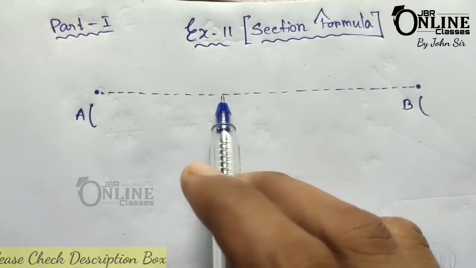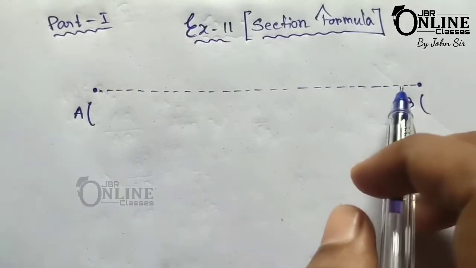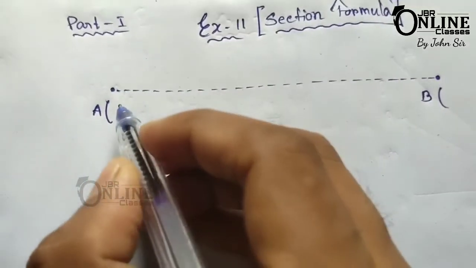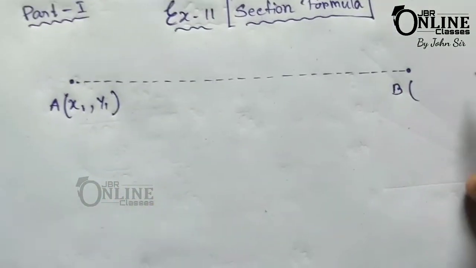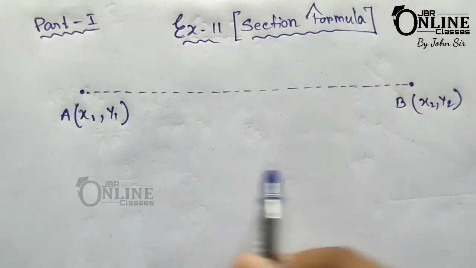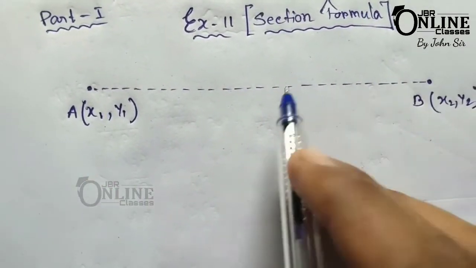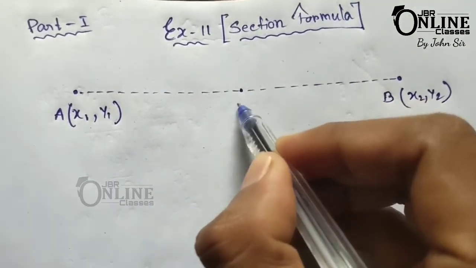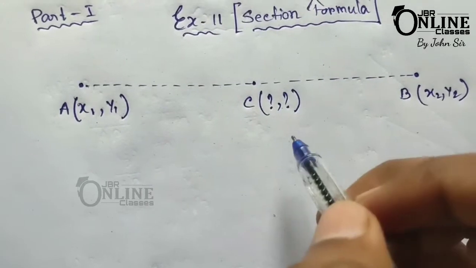So the first one: you have to know how to find the midpoint of a line segment joining two points. Suppose the two points are A and B, where the coordinates of point A are (x1, y1) and the coordinates of point B are (x2, y2). AB is the line segment. Now you have to find the midpoint of this line segment. Suppose C is the midpoint, so you have to find the coordinates of this point.